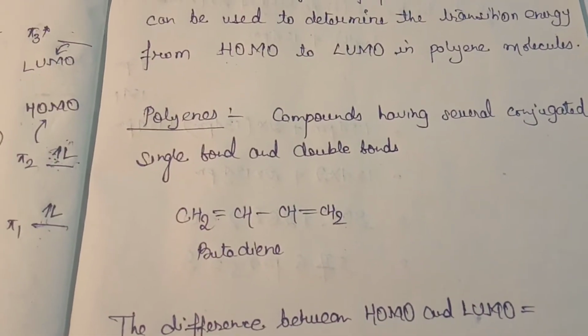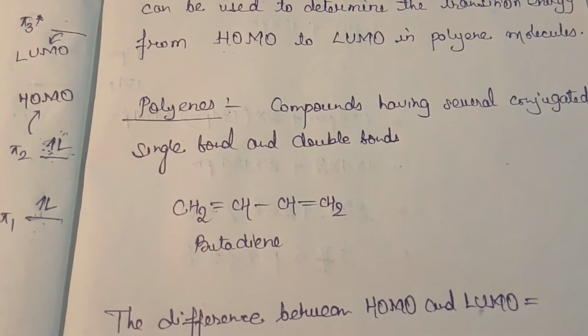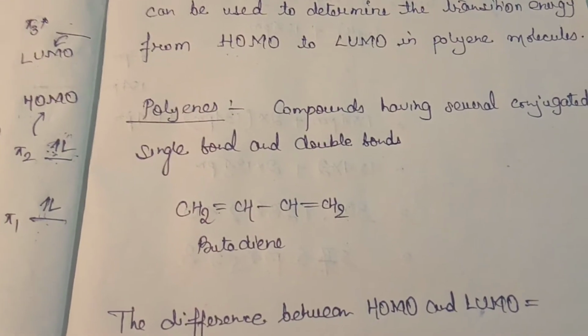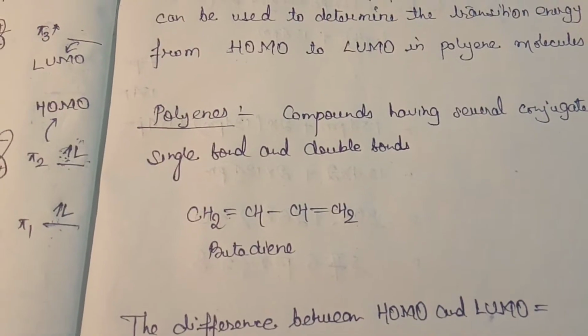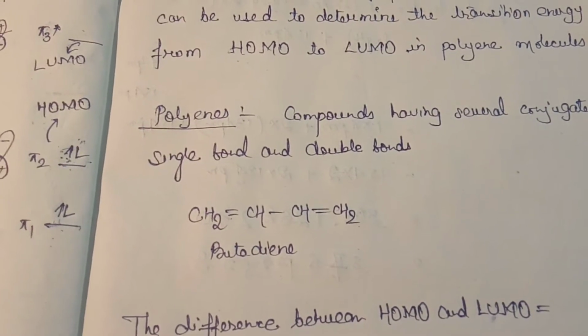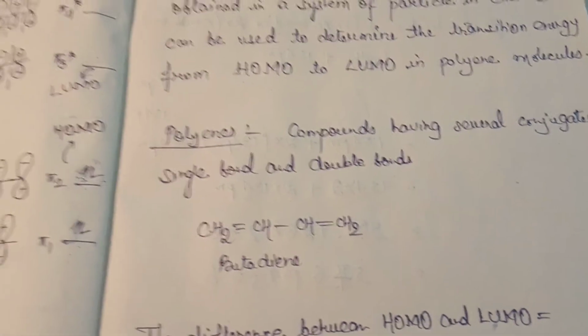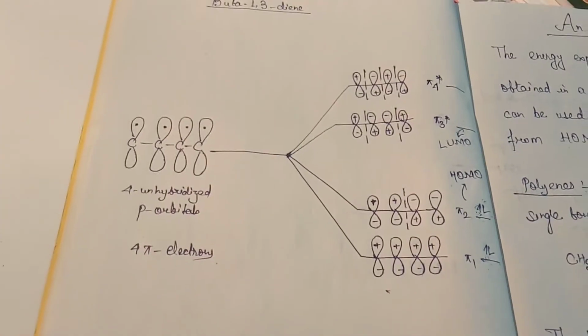Butadiene is such an example, where you can see the molecule contains more than one double bond, and the arrangement of double bonds and single bonds is in conjugation. Now we will see the highest occupied molecular orbital of butadiene.